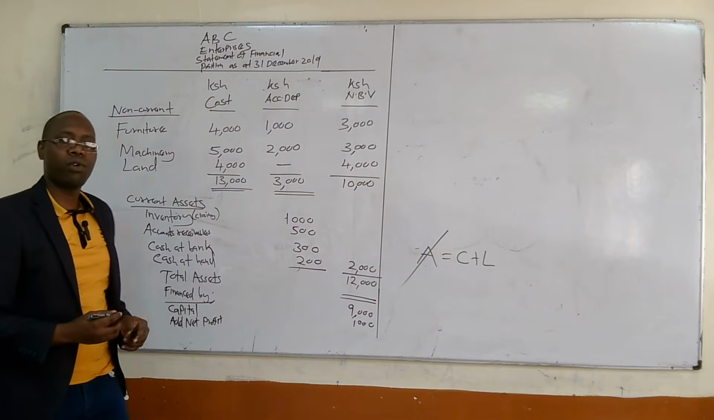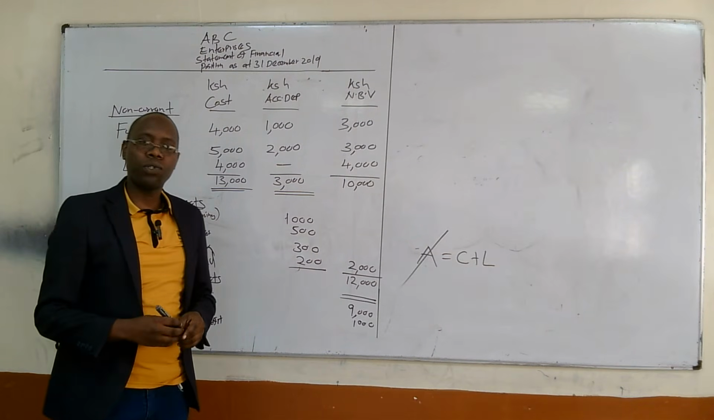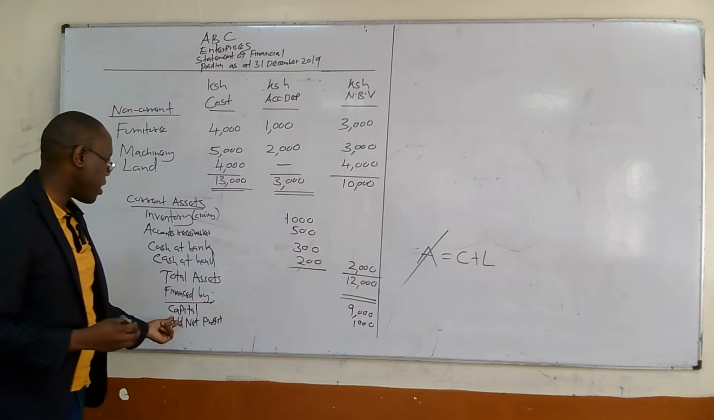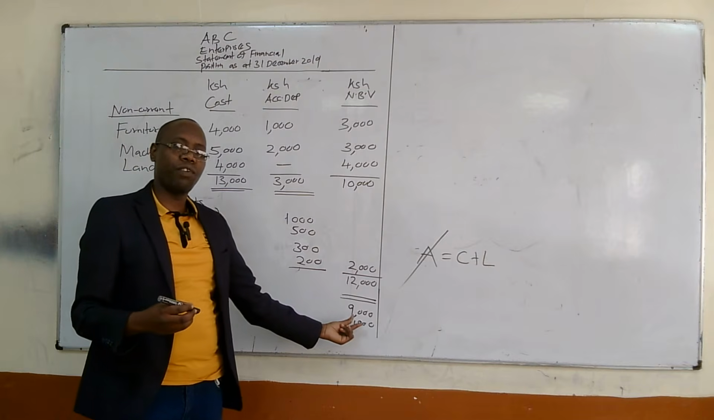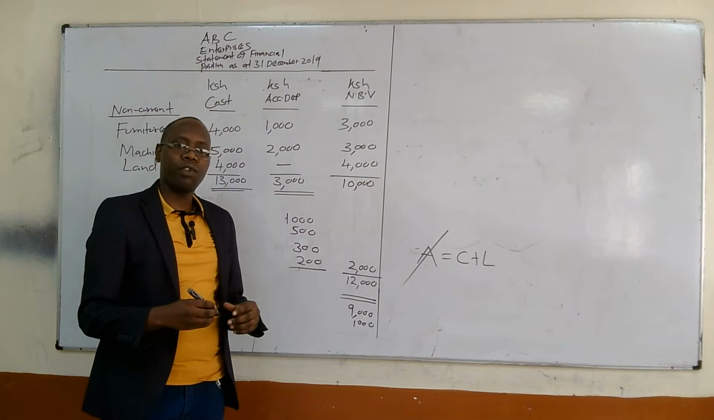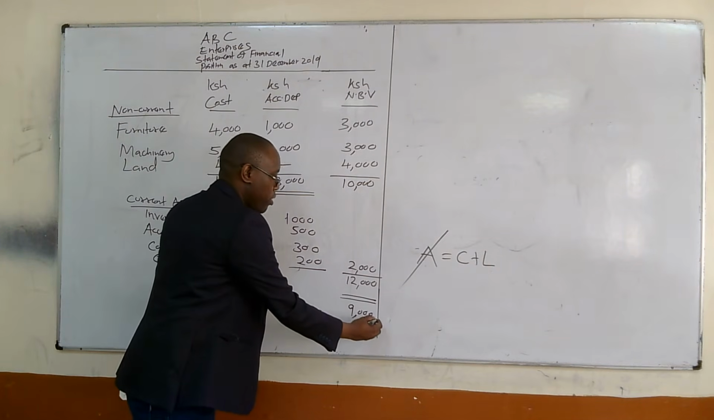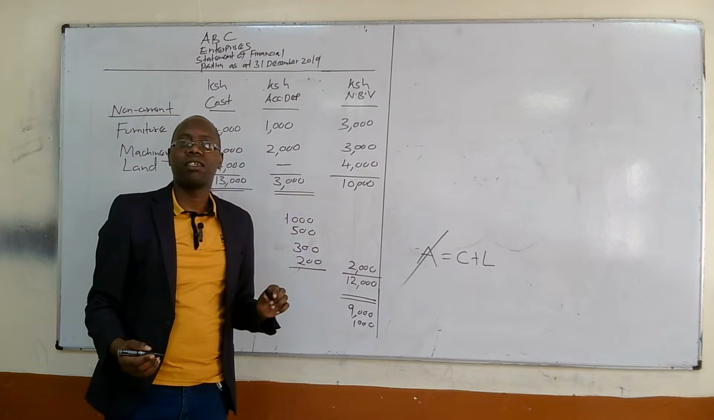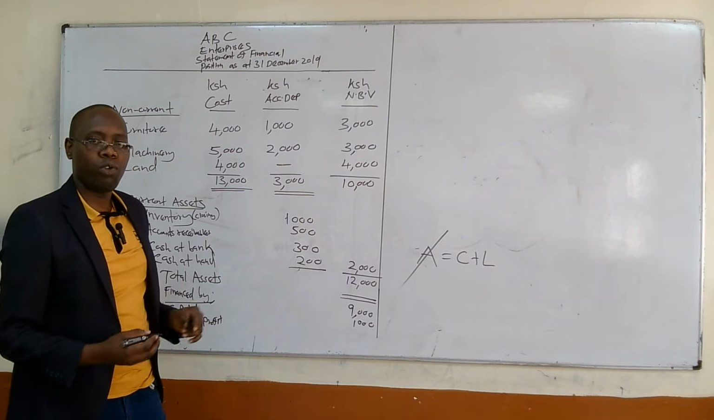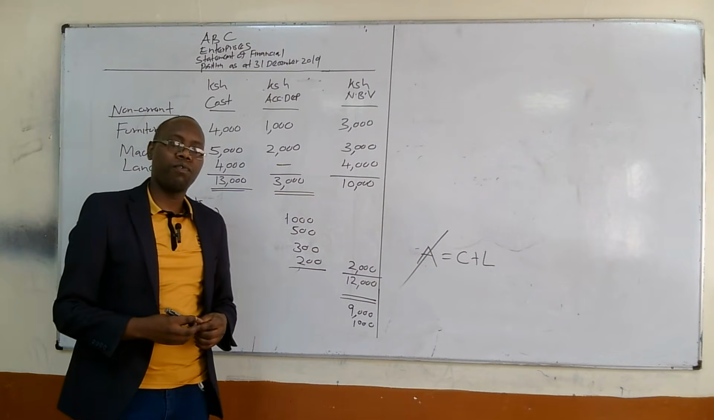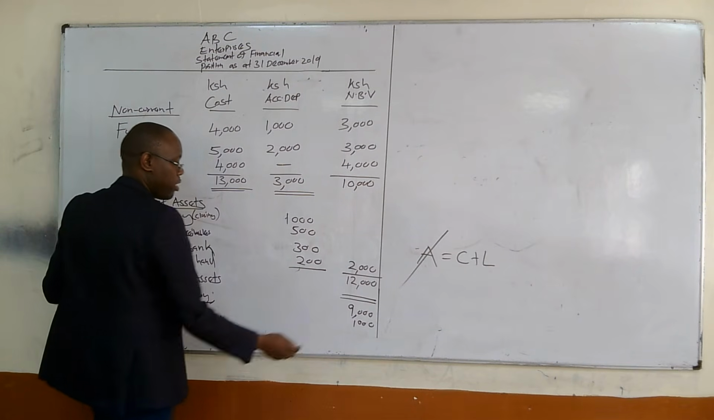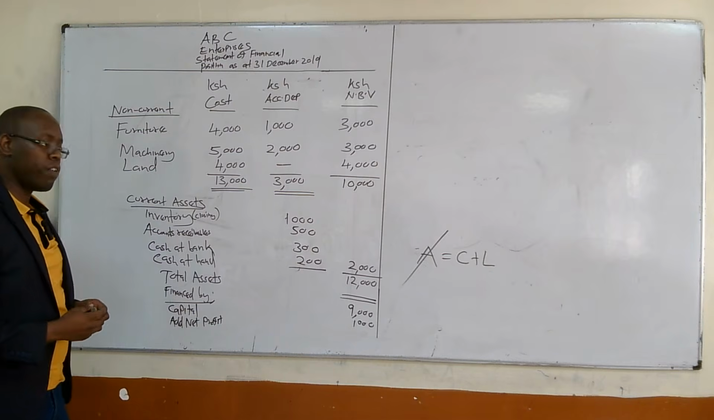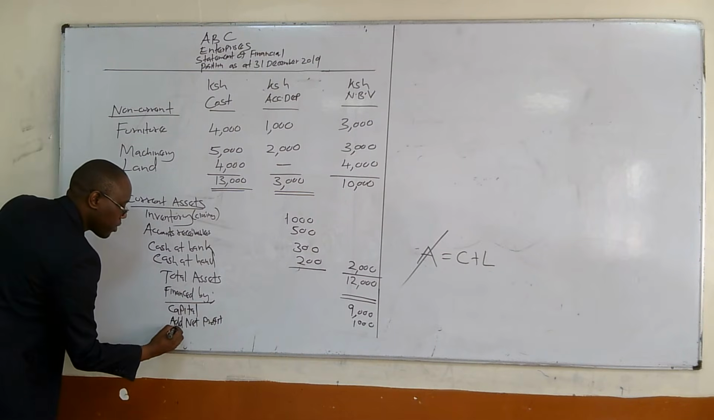If it is a net loss, then we say less net loss. You subtract, and whenever you subtract, you are supposed to put that figure inside a bracket. But now we want to assume that this is a net profit. So therefore, we are going to add the net profit there.